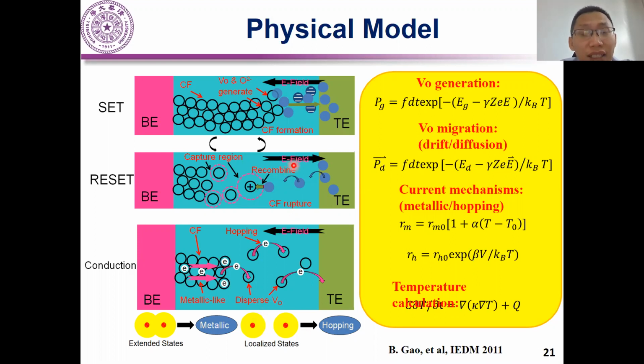The reset process is caused by the oxygen ion releasing from the active electrode or the capping layer, and then recombining with oxygen vacancies, resulting in the rupture of the filament. These are some related equations for this physics-based model.